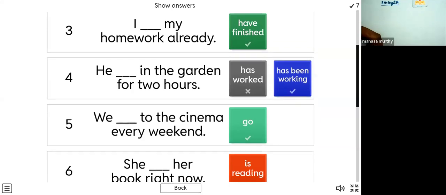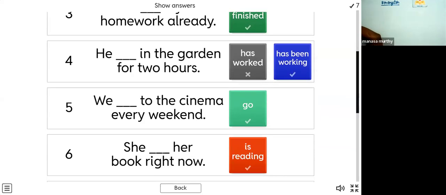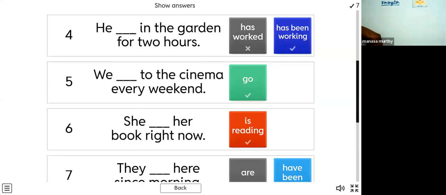He dash in the garden for 2 hours. So action is continuing even now. Has been working is the right answer.